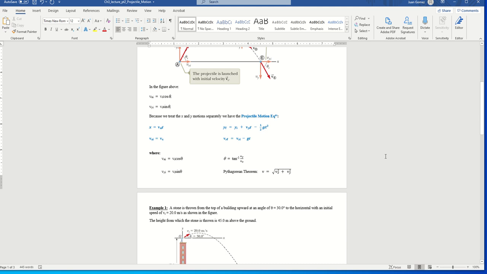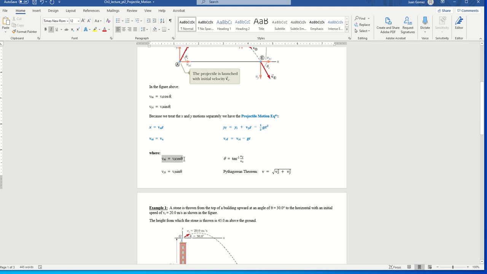All right. So really just 3 projectile motion equations that we'll ever need. Equation 1 is the x equation. Equation 2: y final equals y initial plus Vy initial t minus 1 half gt squared. Equation 3: Vy final equals Vy initial minus gt. And again, remember, what is Vxi?